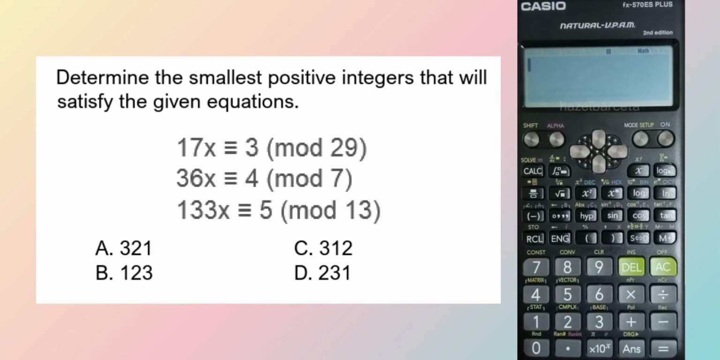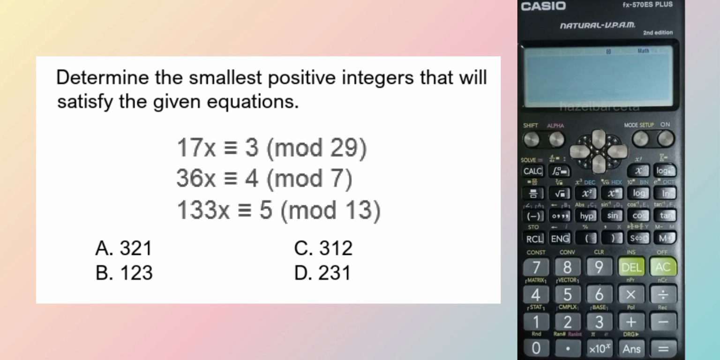Determine the smallest positive integers that will satisfy the given equations. So we have three equations. The first one, 17x is congruent to 3 mod 29. Yung tatlong linya po ay congruence po yun. And ang gagawin po natin dito ay isa-substitute natin yung ating options sa ating x.